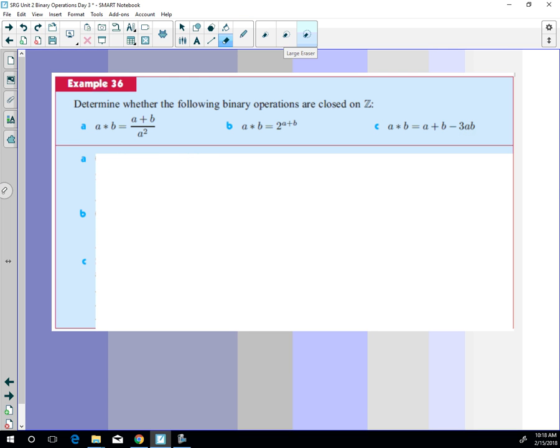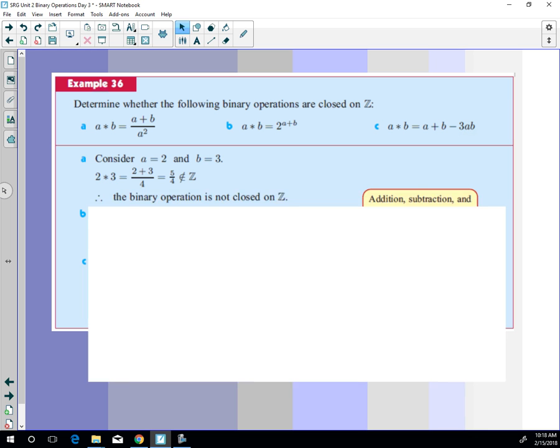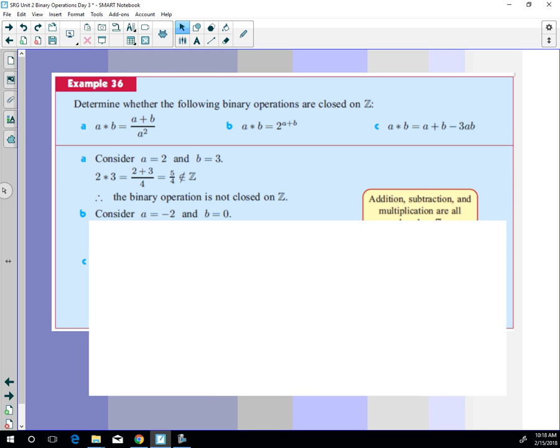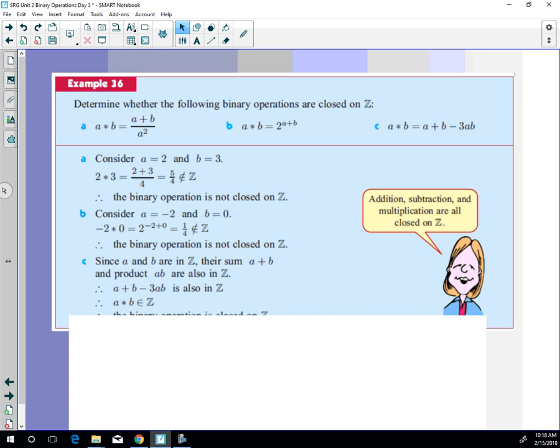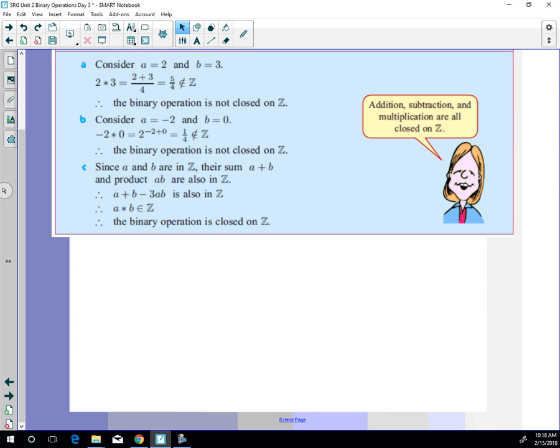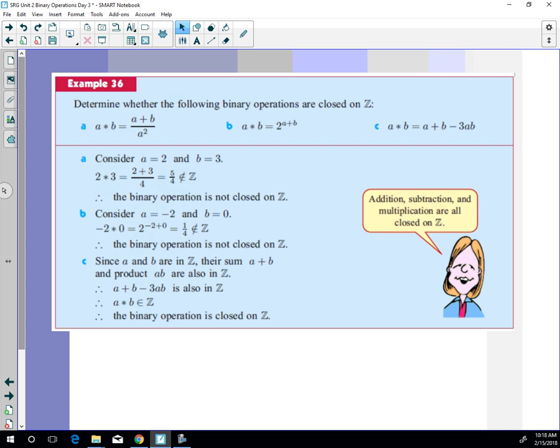And you can look at these other ones, find a counterexample. I like these. You'll be doing quite a bit of this in the assignment. Yeah, they use that one. You've used -2, and 0 is interesting because you'll get 1/4. 2 to the -2 is 1/4. Not closed. This last one is closed. A and B are integers, and if you multiply and multiply by 3 and subtract, it's going to be fine.